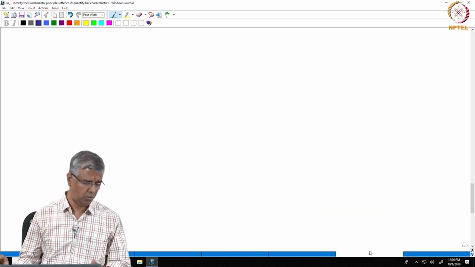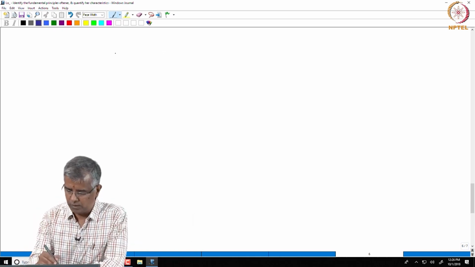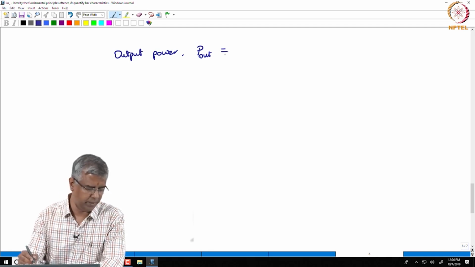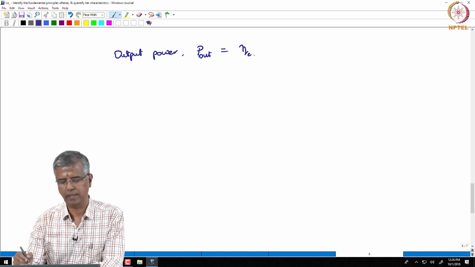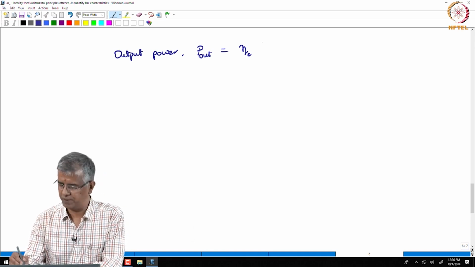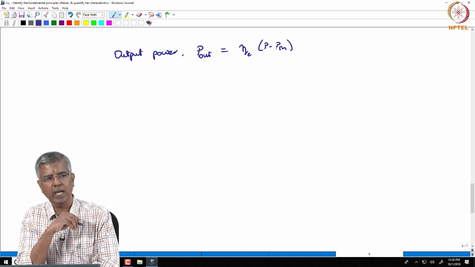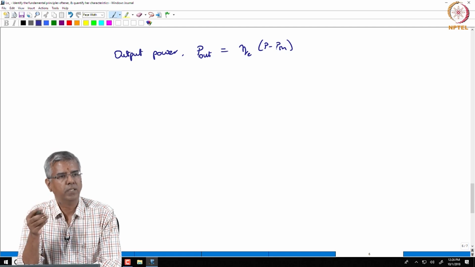So, let us continue over here. What we are saying is this output power P out can be written as some efficiency, let us call that the slope efficiency, multiplied by the power that is available beyond threshold power.